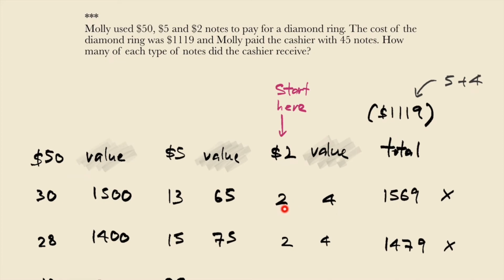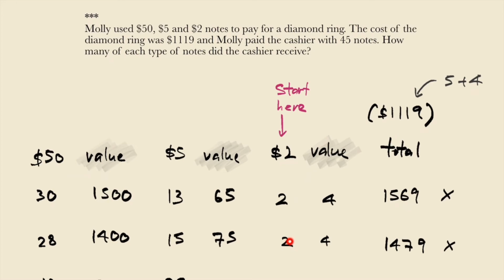Since I've got 2 notes covered and the total is 45, I have to make up a total of 43 then. So I take 30 and 13 and make a guess. That is 1569. The good news is the last digit is 9. That's cool. But we have too much money here. So let's reduce the number of $50 notes while keeping the number of $2 notes the same.